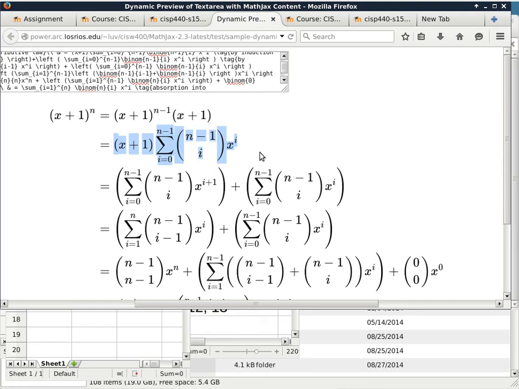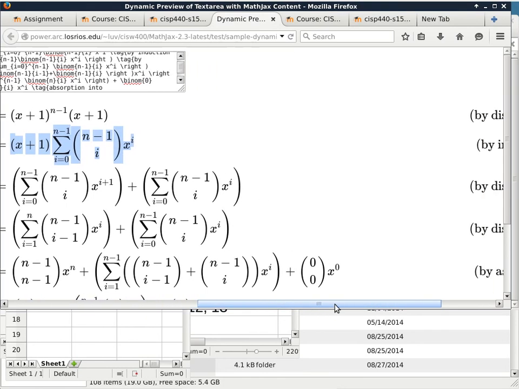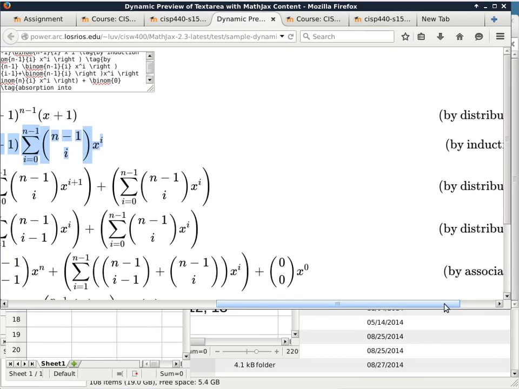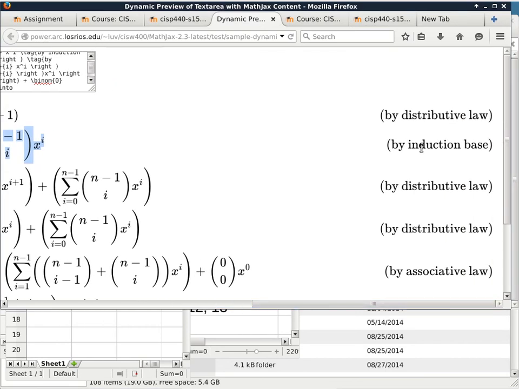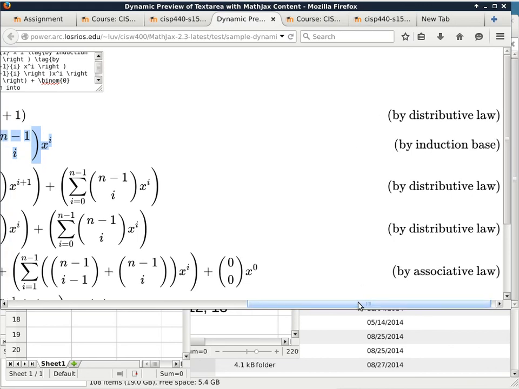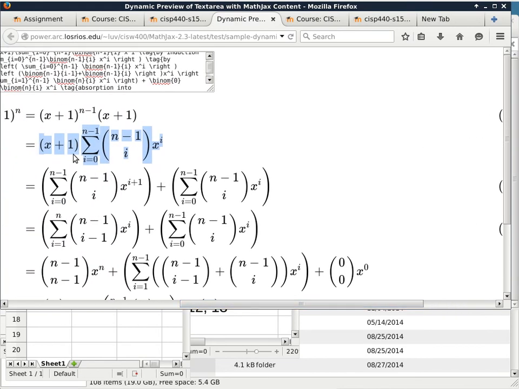No questions about this step? Okay. If you scroll all the way to the right-hand side, I actually put in the tags here to explain what that step is doing. So if you look at this row, it says by induction base. The base case of induction allows me to go from the first line to the second line. Are there any questions?